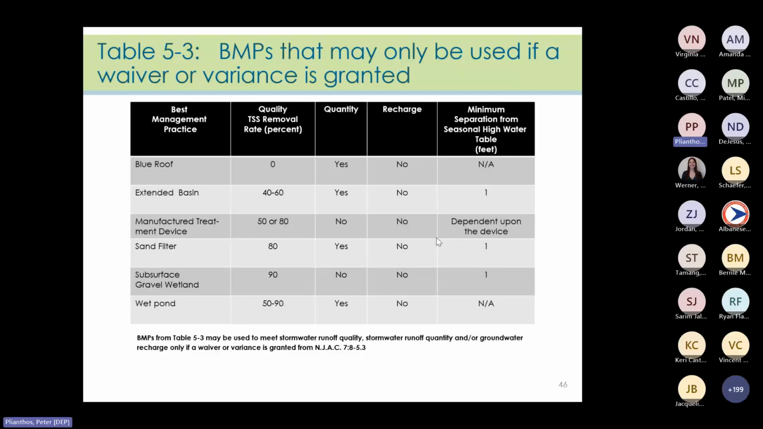As for some of the BMPs noted on this table, blue roofs don't have a reuse component, and extended detention basins are typically large and also require additional treatment to meet water quality standards. The majority of manufactured treatment devices, or MTDs, currently do not have a soil or vegetative component, so they fall into this table. Subsurface gravel wetlands and wet ponds not designed with beneficial reuse are also listed on this table.